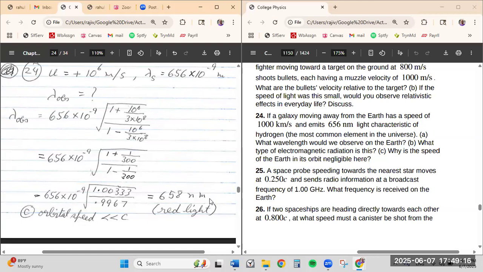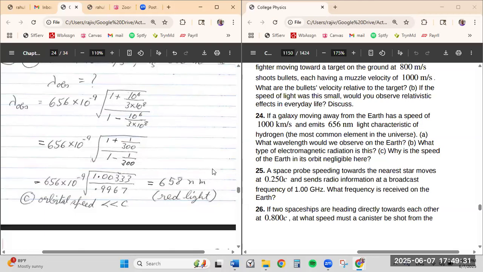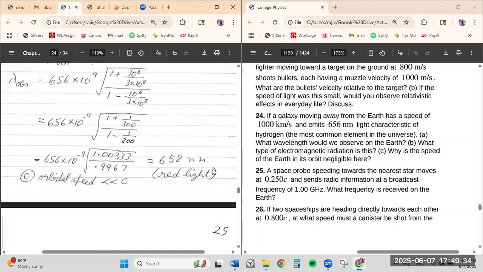And then you can look up the wavelengths of the visible spectrum, and you will find that 658 nanometers corresponds to red light. So what type of electromagnetic radiation is this? It's red light. And then the third part of the problem asks, why is the speed of the Earth in its orbit negligible here? Basically because the orbital speed of Earth is much, much smaller than the speed of light. So it really doesn't affect anything.